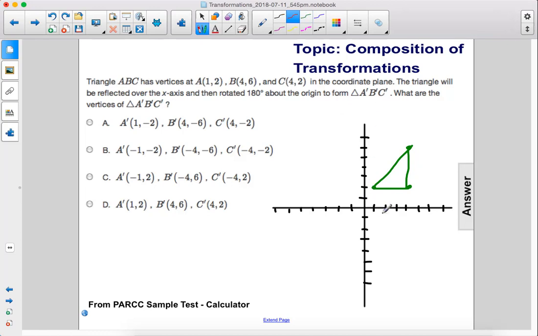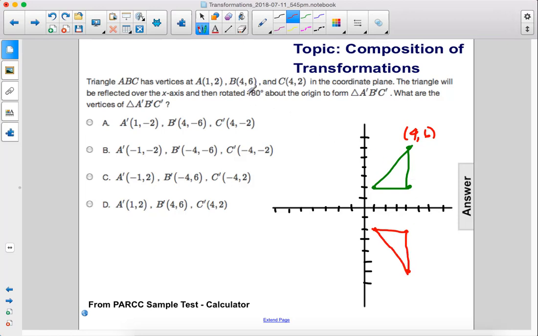So let's do that first. So that would put this point here, this point here, and then this point is at (4, 6), so that would be at (4, -6). 1, 2, 3, 4, 5, 6. Okay, so here is our reflected triangle.